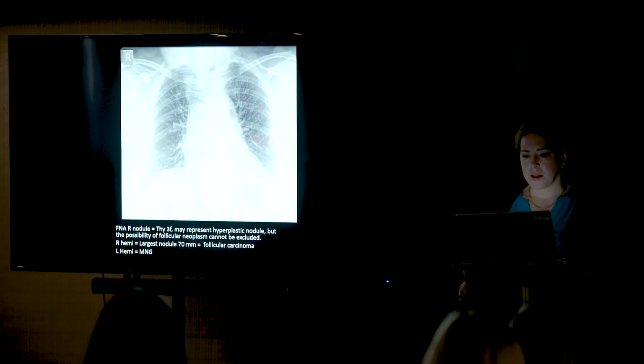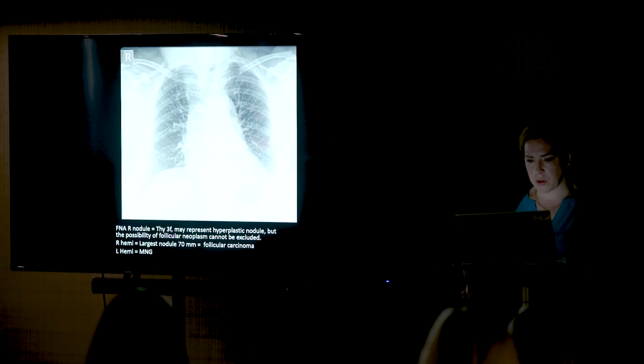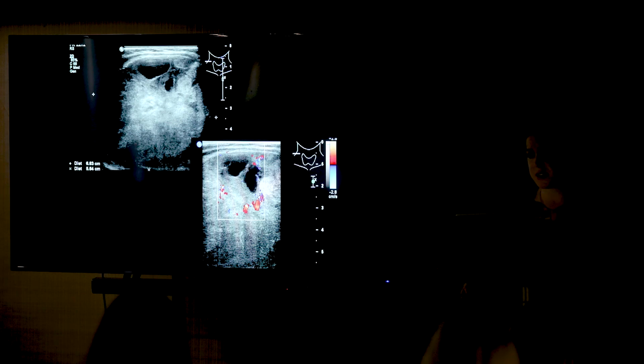There's so much overlap. So what I was trying to show here is this is actually invading the strap muscles and extending outside the thyroid, and there's calcification. So that was a 2.5 centimeter papillary thyroid carcinoma. This was a large nodule that came back as a follicular carcinoma. So again, nothing really much to differentiate it on ultrasound from the benign things that we've seen, but probably a large U3 there, so follicular carcinoma.